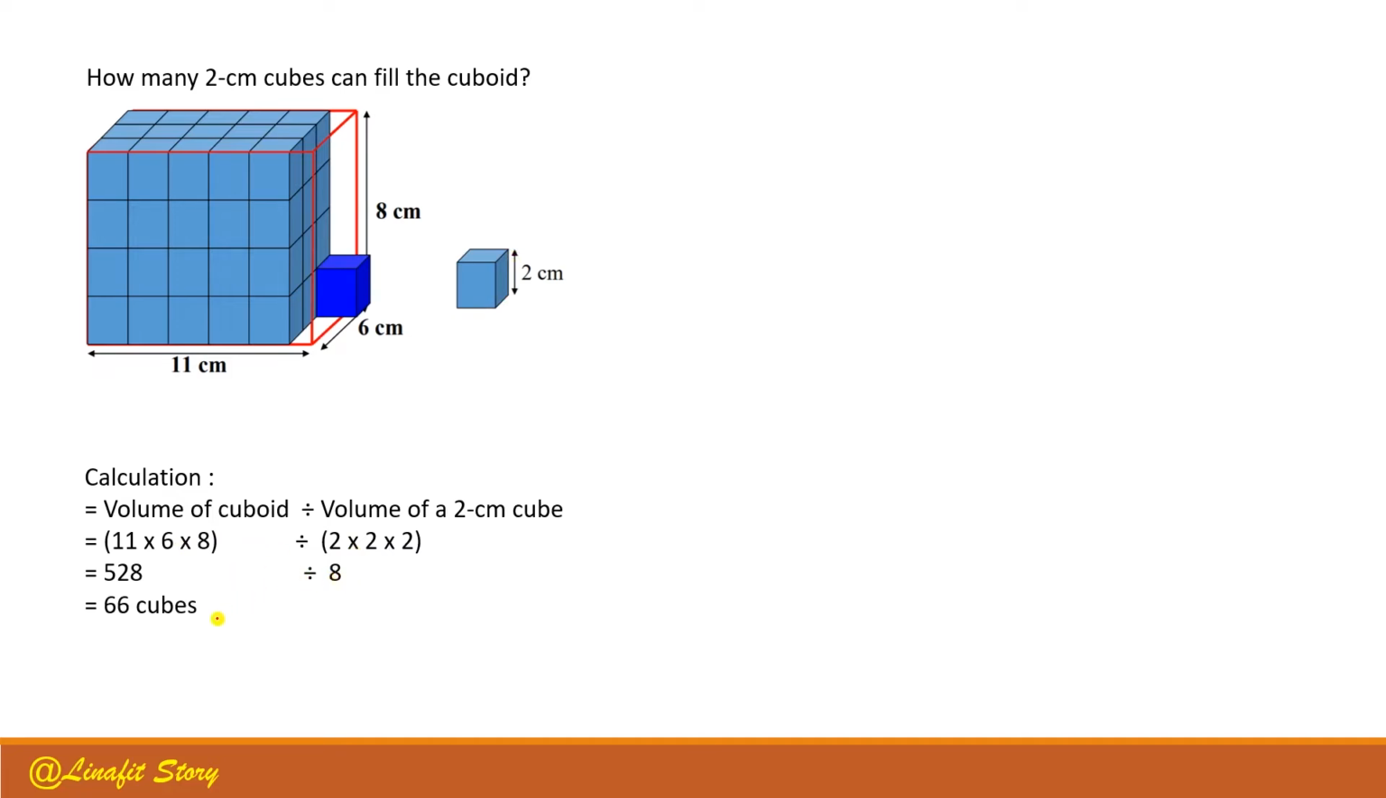Your answer is incorrect. To solve this question, we should measure the length, breadth, and height of the container and the cube. Then divide the length, breadth, and height of the container with that of the cube respectively. So the length of the cuboid is 11 divided by the length of the cube, which is 2. 11 divided by 2 is equal to 5.5.